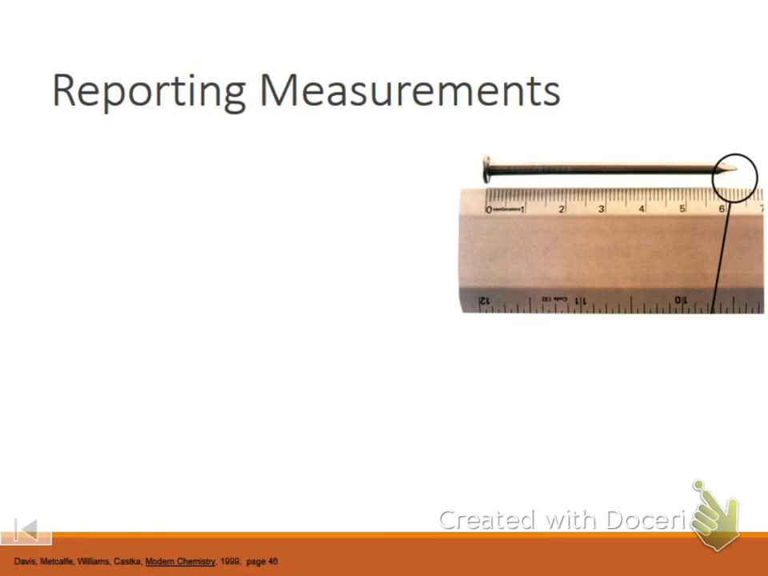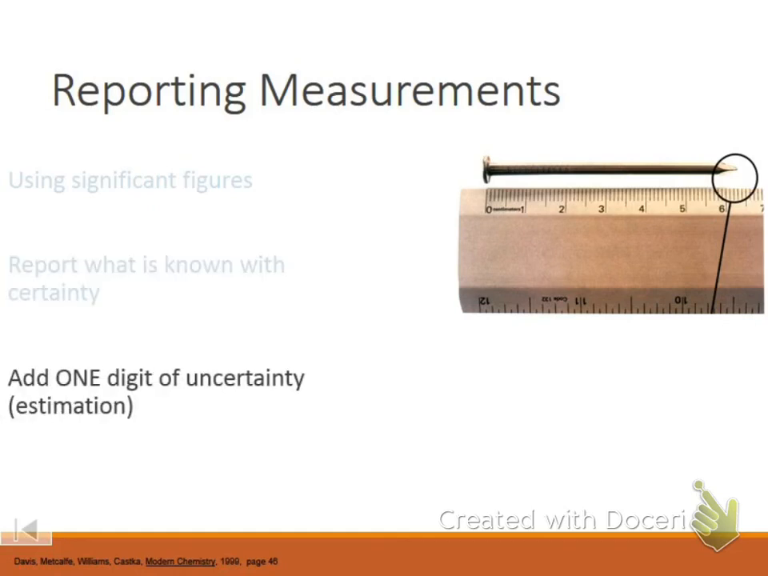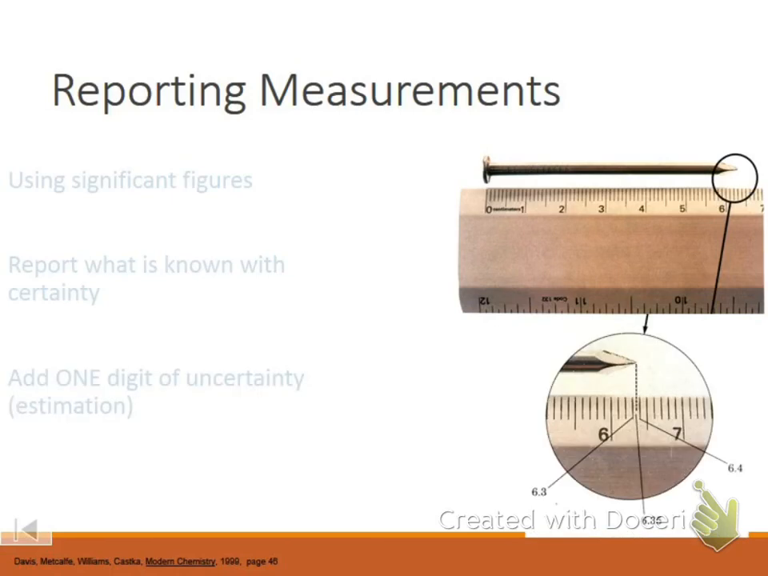So we're going to look at a couple of different things. We have this nail, and we're trying to measure it. Okay, so we're using the significant figures. We report what we know to be certain. So we know for sure it's at least 6.3, but that last digit is our uncertainty where we estimate, and we say, okay, it's between the 3 and the 4, so we're going to call it 6.35, okay? Paul may say, I think it's 6.34. Sophia may say, I think it's 6.36. So that's where that level of uncertainty comes in.